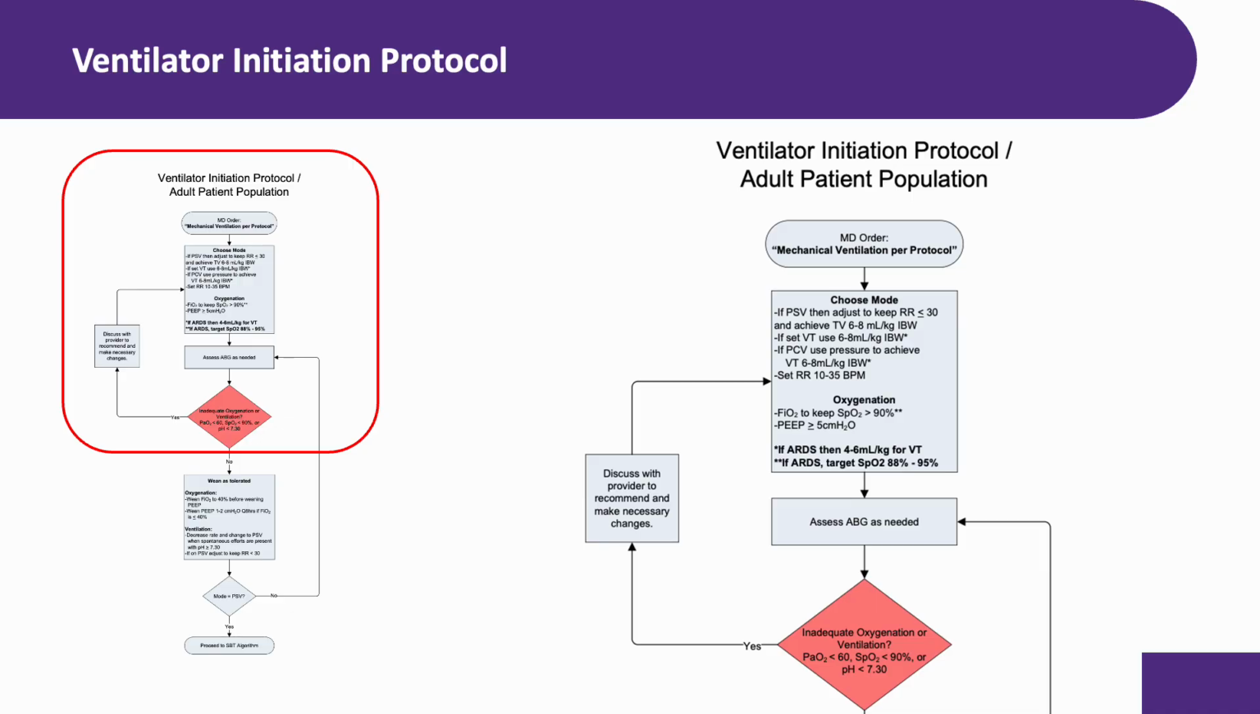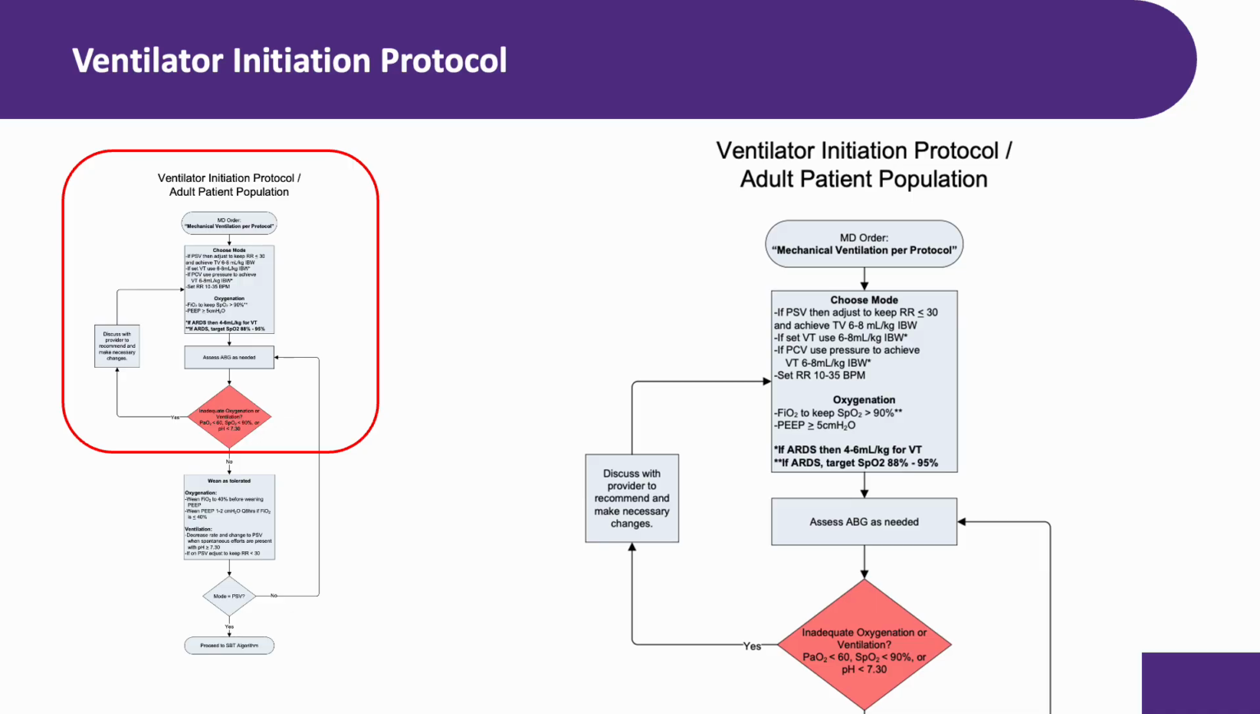However, this is important. If the patient has ARDS, your target drops to 4 to 6 milliliters per kilogram ideal body weight. This is our lung protective ventilator strategy. Lower tidal volumes in ARDS reduce volume trauma and improve outcomes. If you're using a set rate mode, you may adjust the rate anywhere from 10 to 35 breaths per minute based on the patient's needs. Moving down the algorithm, look at the FiO2 and PEEP settings.